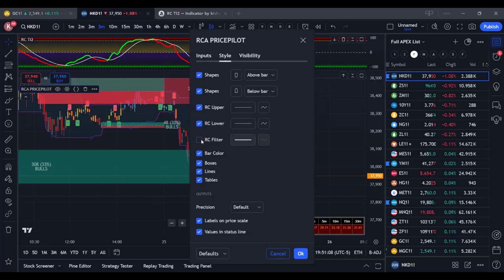The same thing here. You can go to the RC filter. You can disable it. Then you won't see it.